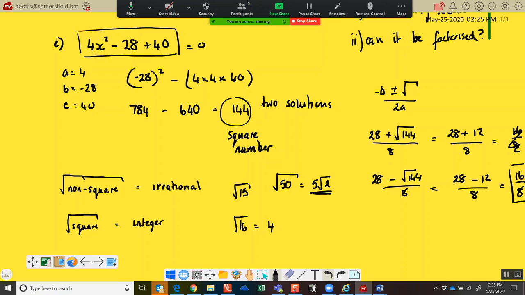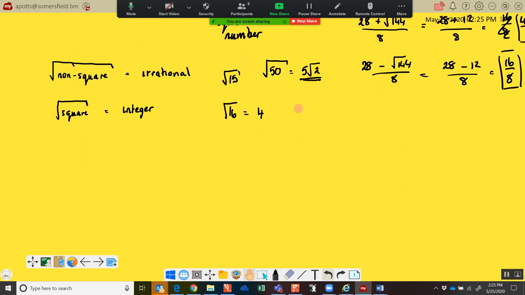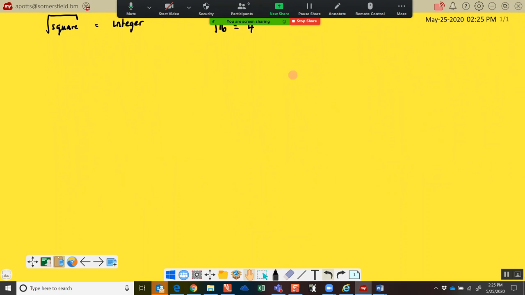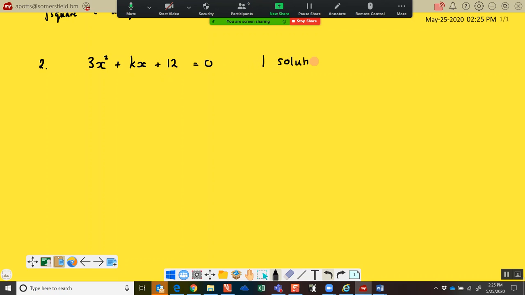Yeah? Okay. If everyone's happy, we've got no questions on there then. Let's have a look at the next bit, which is the problem solving. So let's see how we can use the determinant. So question 2 for the problem solving, the question is 3x squared plus kx, so we're not told what k is, plus 12 is equal to 0, and we are told that there is one solution to this equation.